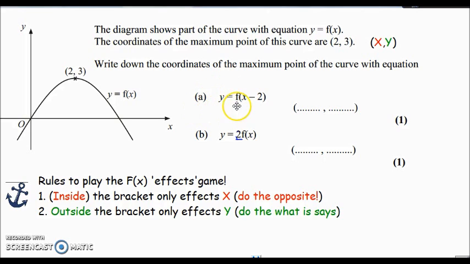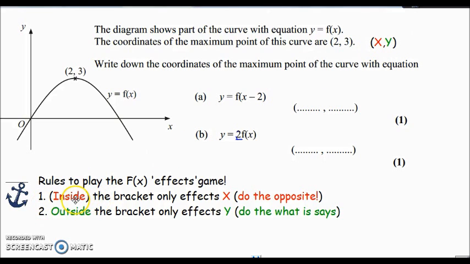So the first question gives us an instruction here, and the 2 rules are, if the instruction is inside the bracket, it only affects the x part. So hopefully you know which one of these is the x coordinate. If you don't, remember, along the corridor, that's the x part. Up the stairs, that is the y part. So the x coordinate is always first, the y is second. I put it up here to remind us which part is which, okay?